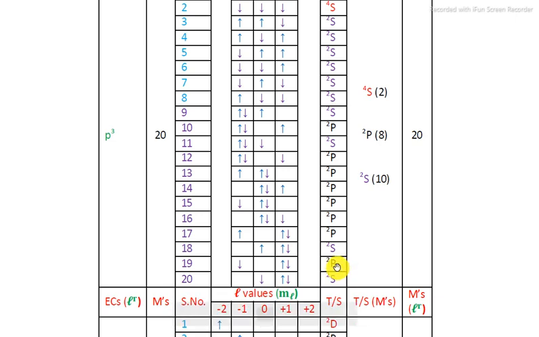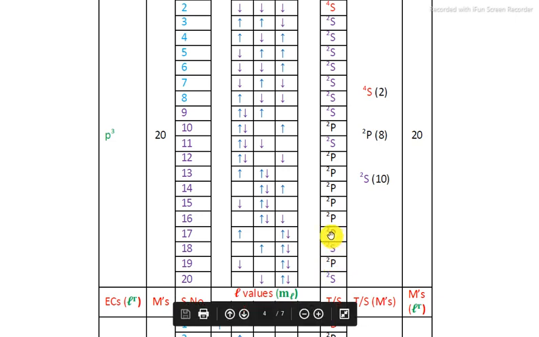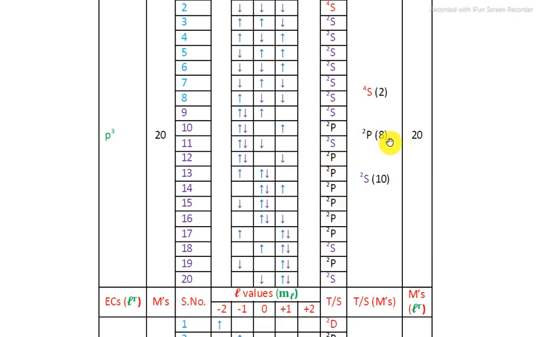Let us see the 2P terms. How many 2P terms are there? 8 microstates. 2S terms are 2 microstates. 4S terms are 10. The 4S term is the ground energy term or state. Remaining are higher energy terms or states. Total terms 3, total states 3. Number of microstates 20.